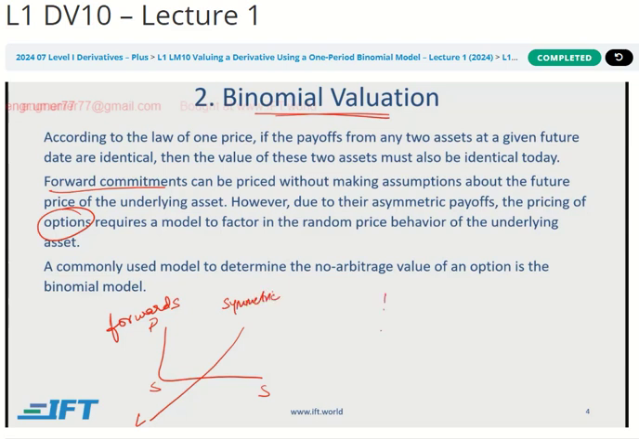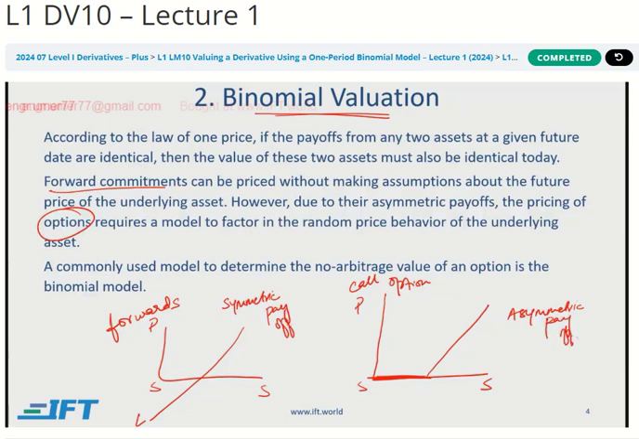But with an option, let's say it's a call option, it will go up in value if the spot price goes up. You will have a profit. But if the spot price comes down, you're not going to have a loss because the option will not be exercised. So you'll have an asymmetric payoff.